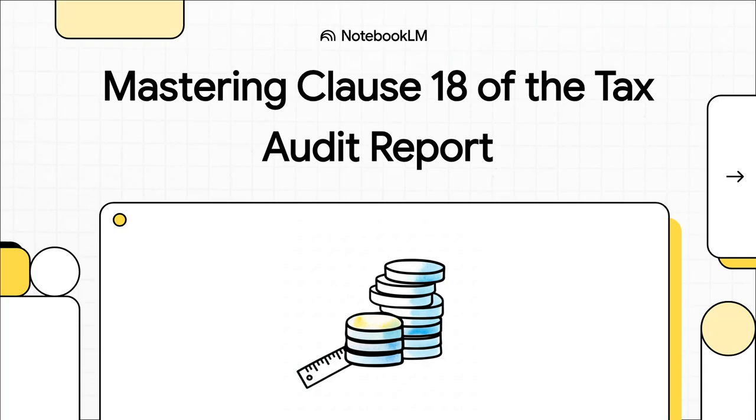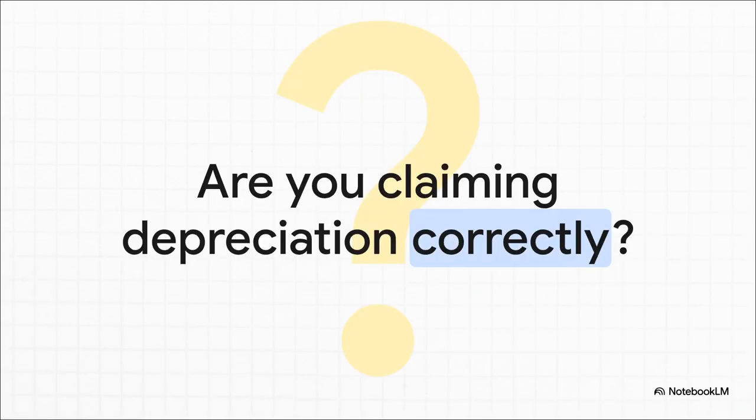Today, we are diving headfirst into a clause that, let's be honest, can be a real minefield in a tax audit. It's a place where tiny mistakes can create some pretty big headaches. Clause 18 of Form 3CD. So let me ask you this right off the bat. Are you absolutely positive you're claiming depreciation the right way? Because a slip-up in this clause isn't just a simple typo. It can send ripples through your entire tax computation and attract the kind of attention nobody really wants.